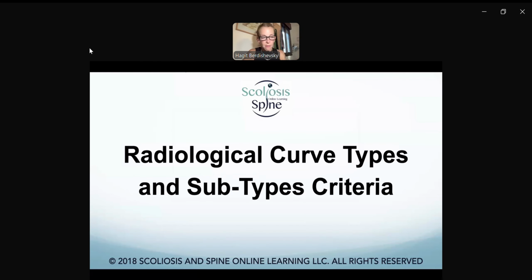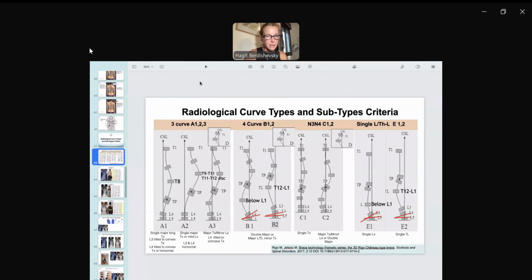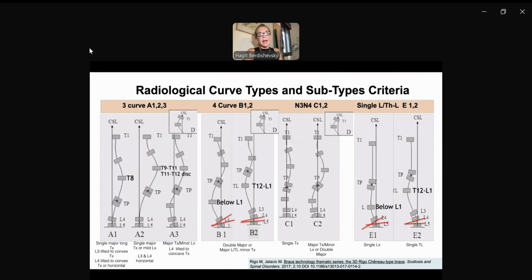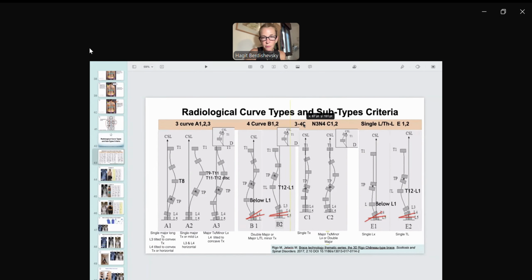Okay, so I think I will go to this radiological curve type. We'll do this presentation. It's not long and it's nice. And it's going along with what we did now. That's why I think it will be great. We have the 4 curve types, okay? And we named, I'll just take this, and for those SSOL, this is 3, 4, C. The same as non-3, non-4.